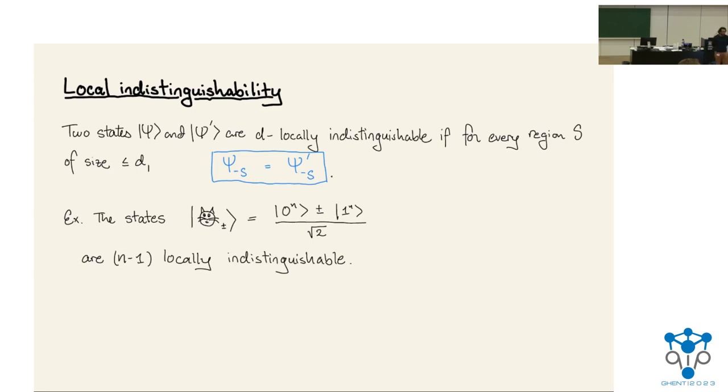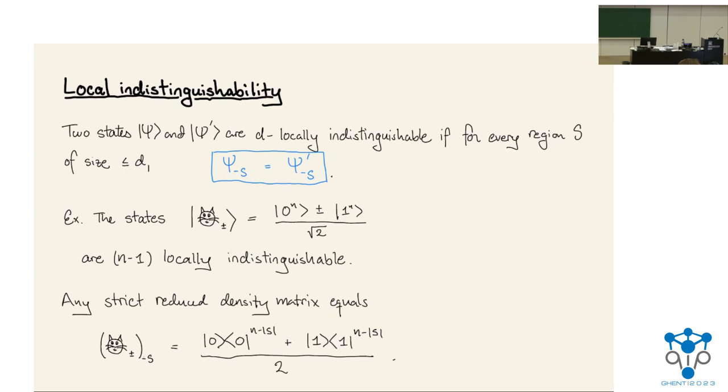So let's get an example. The cat states, which are the two cat states, one with a plus global phase, one with a minus global phase, these states are n minus 1 locally indistinguishable. And that you can check just pretty simply. You can just realize that any reduced density matrix of n minus 1 or fewer qubits looks exactly like this. It loses the sign. It just turns into the classical mixture of zeros and ones.